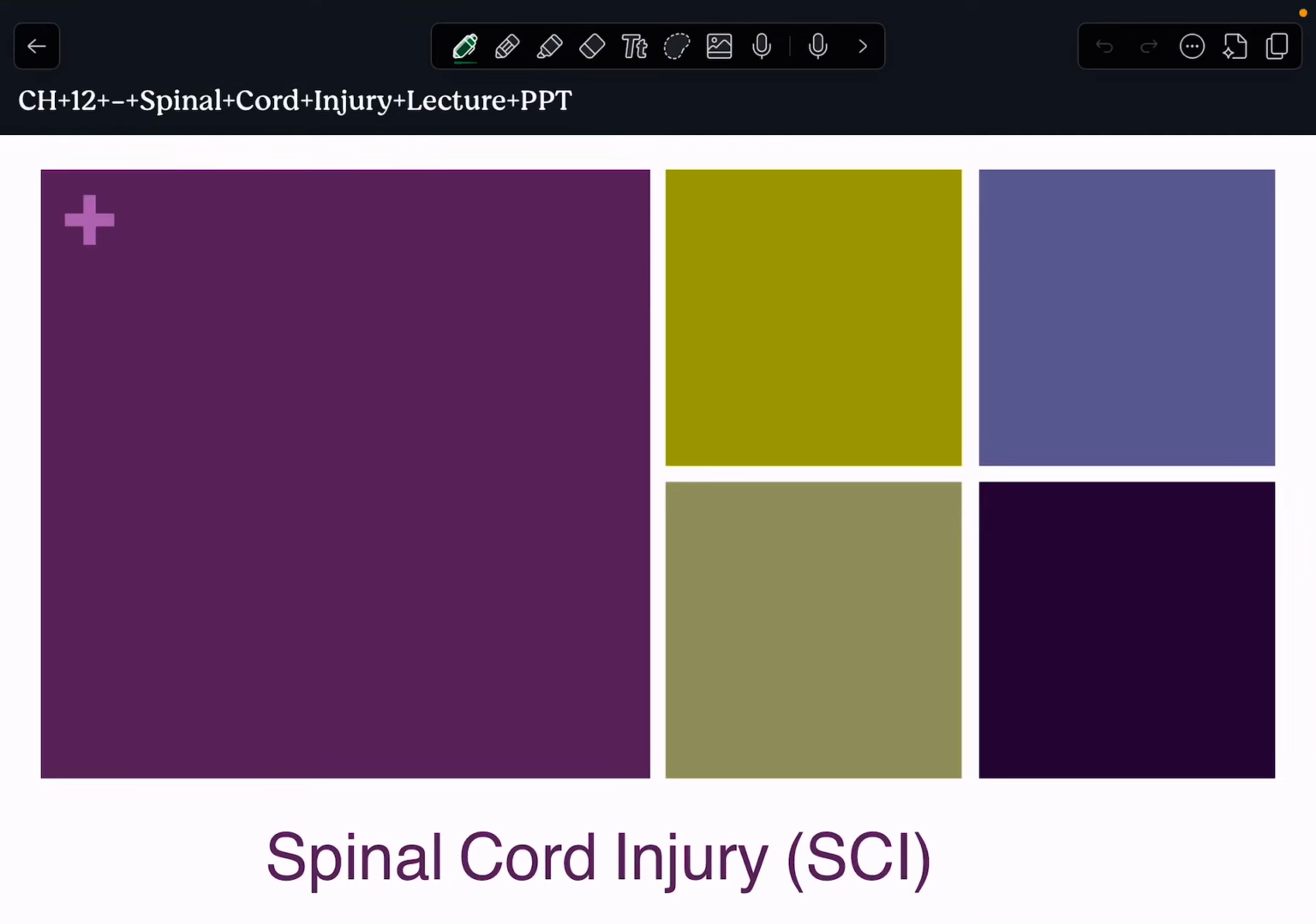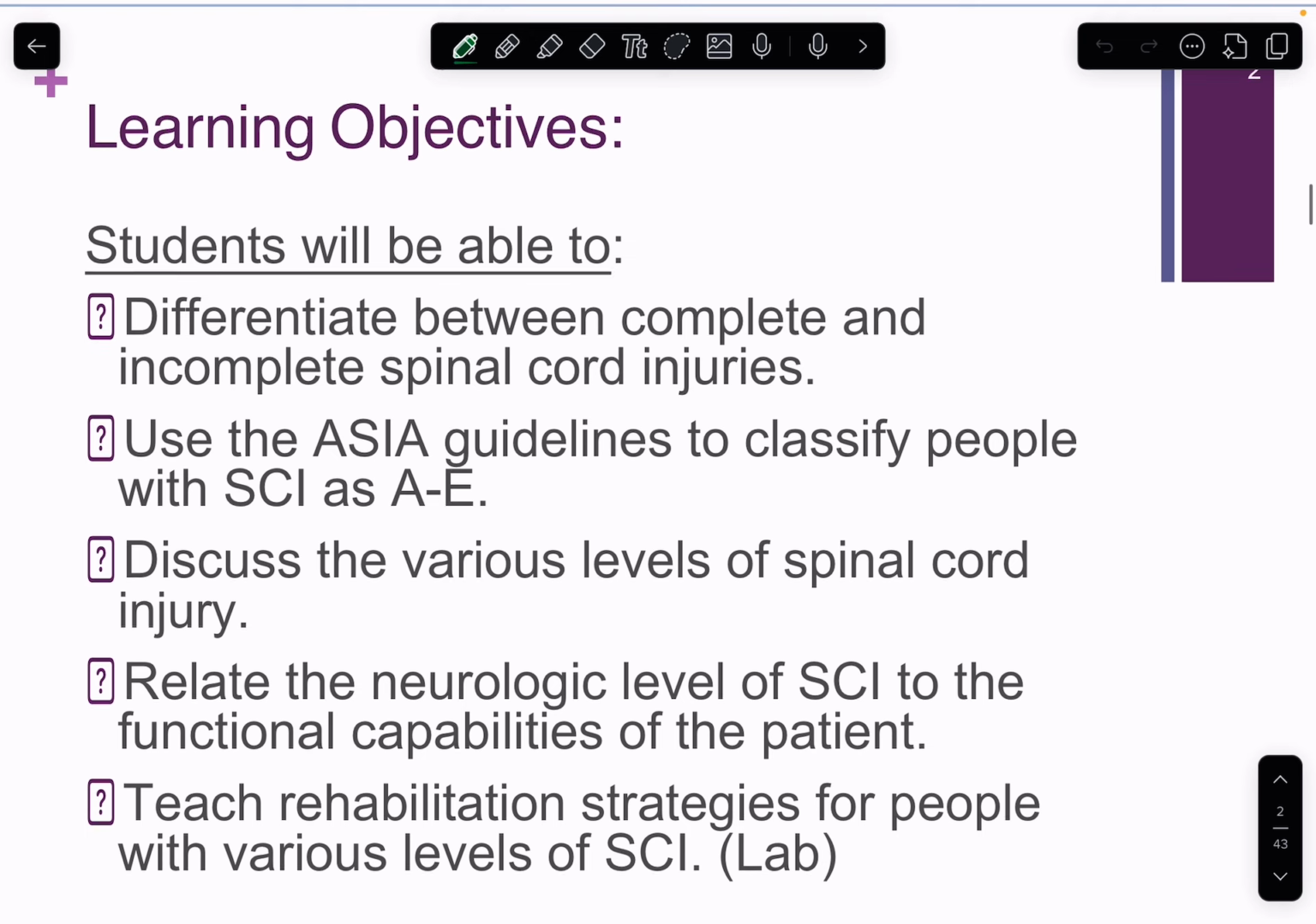Hello class, so today we're going to discuss spinal cord injury and the physical therapy interventions. So the learning objectives of this study is for you to be able to differentiate between complete and incomplete spinal cord injuries. We'll use the ASIA guidelines to classify people with spinal cord injury as A, B, C, D, E.